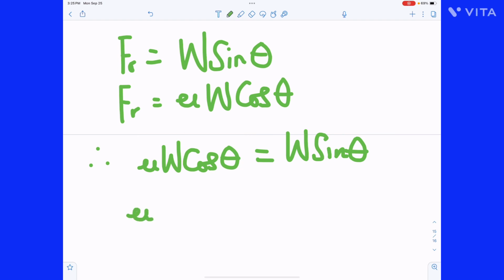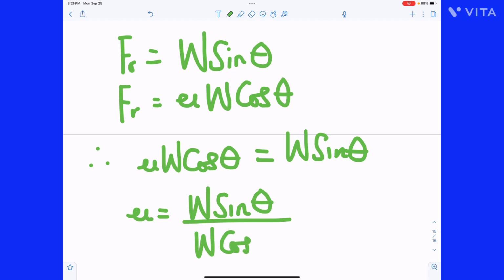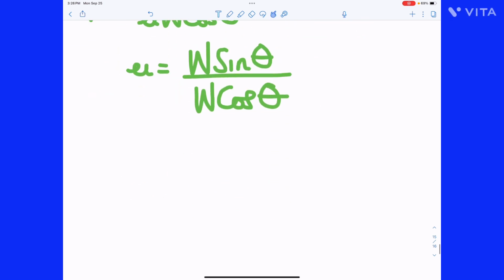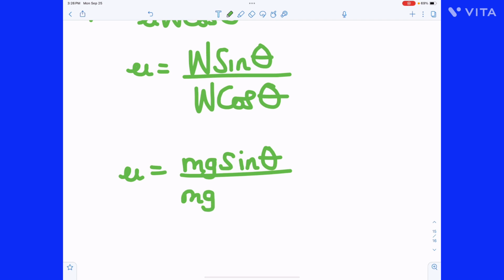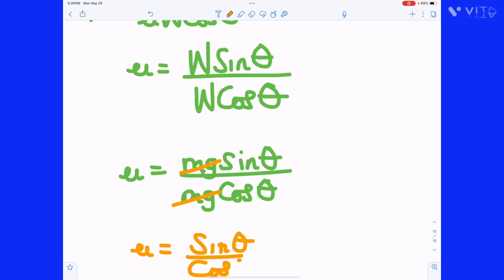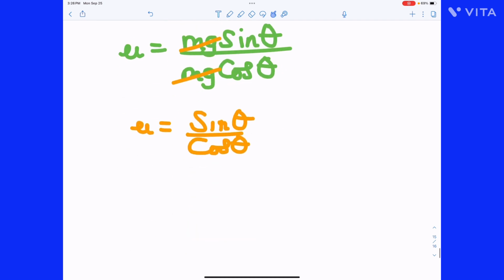So if I write mu W cos theta is equal to W sin theta, my mu, which is the coefficient of friction, is the same thing as W sin theta divided by W cos theta. Now, W is the same thing as mg. So that gives me mg sin theta divided by mg cos theta. So my mg can cancel mg, and I will have mu is equal to sin theta over cos theta.